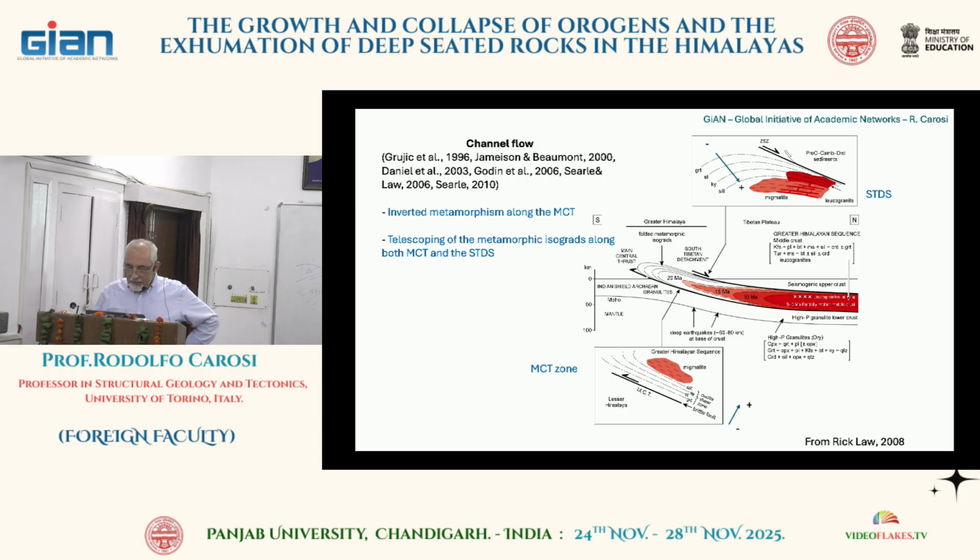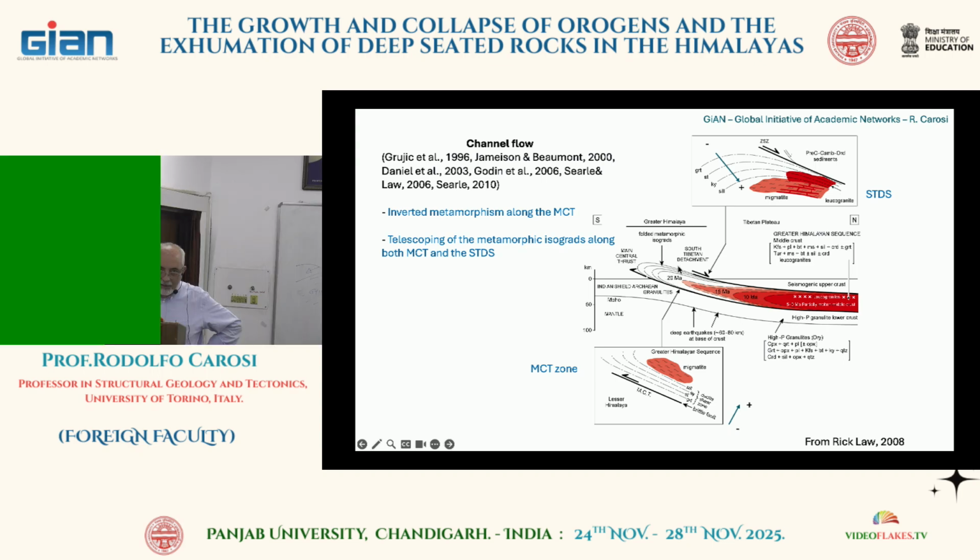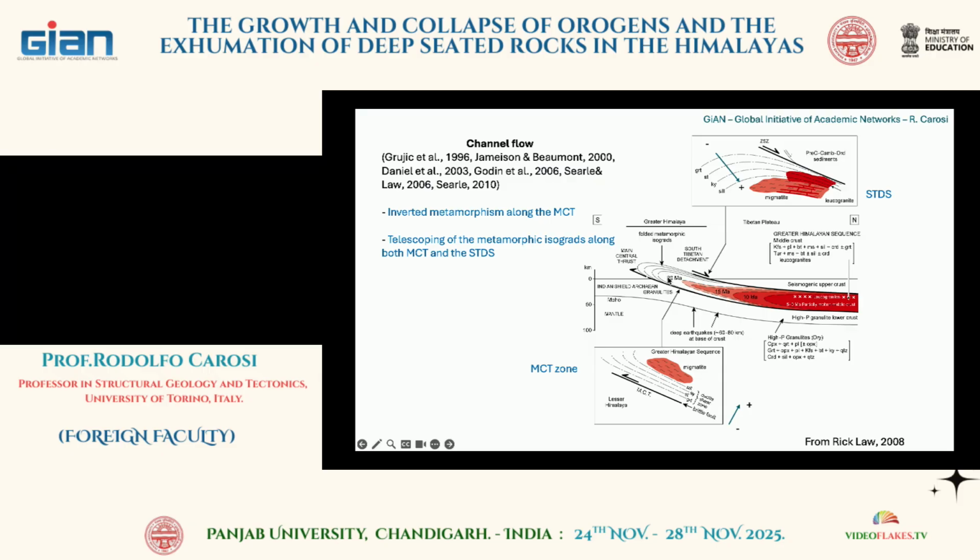Just a recall, this kind of model could explain the inverted metamorphic sequence along the main central thrust, with a telescoping of this isograd just along the thrust or along the South Tibetan detachment, but in this way the isograd is put in a normal situation.